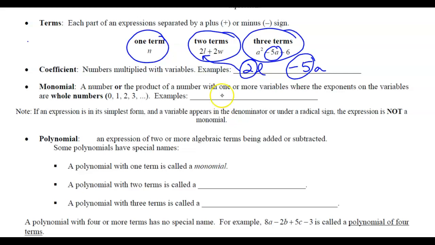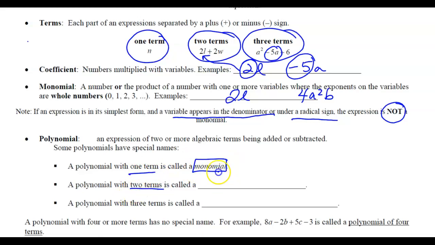But in any case, examples here would be just what we had there. So 2L, 4A squared B, those are monomials. So things to note, if a variable is in the denominator or under the radical sign, it is not considered a monomial. It might be just one term, no adding or subtracting, but we just call it one term. We don't call it a monomial. So polynomial means, poly means many. Monomial is specific to one term.